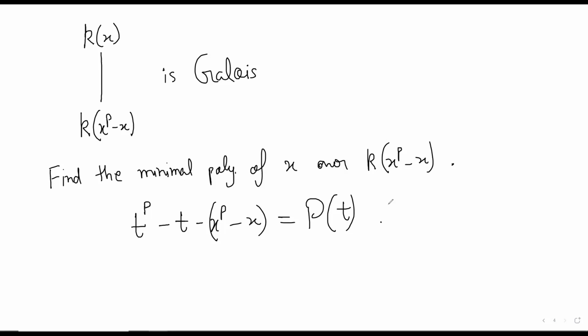Okay, so this p is in K(u). Why is it irreducible? We need to show this.